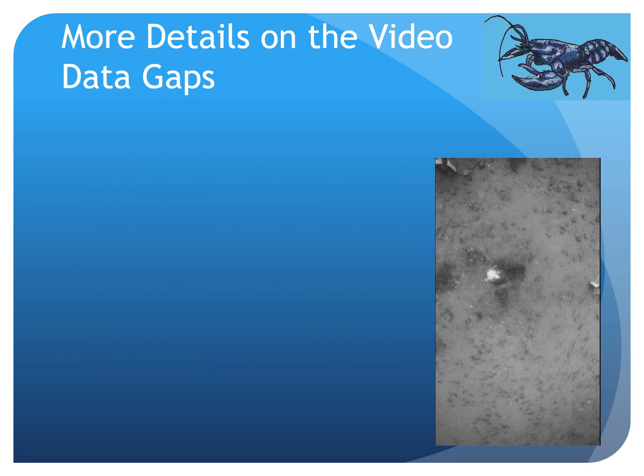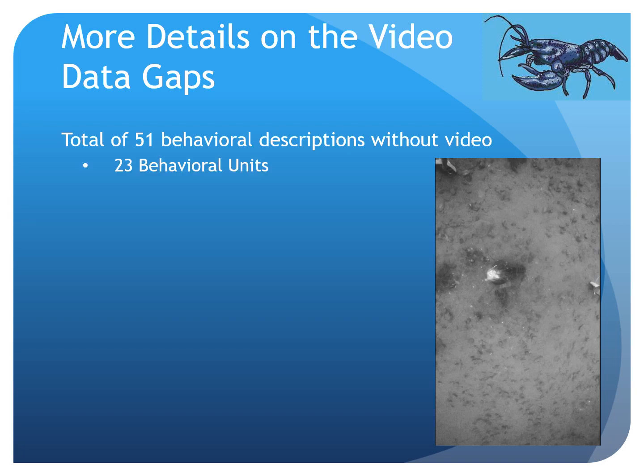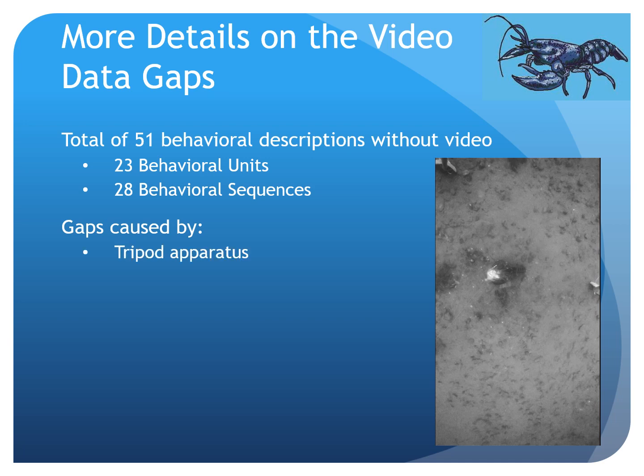Out of a total of 217 behavioral descriptions, only 51 descriptions lacked video examples. All told, 23 behavioral units and 28 behavioral sequences are without videos. The greatest reason for these gaps in the video data is the tripod apparatus. It was impossible to record larval behaviors because lobster larvae live at or near the ocean surface, whereas the tripods were designed to stay on the ocean floor.